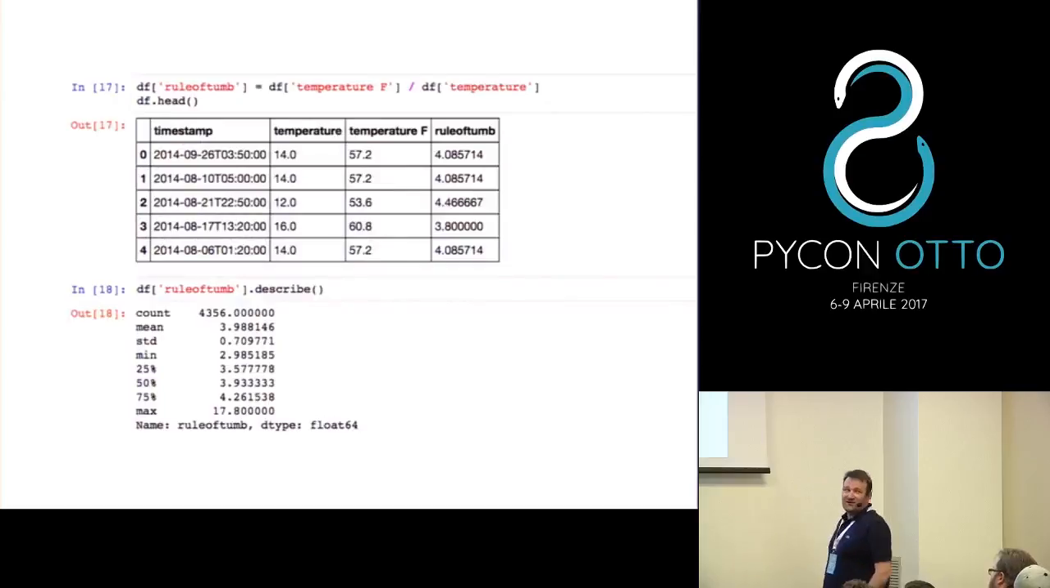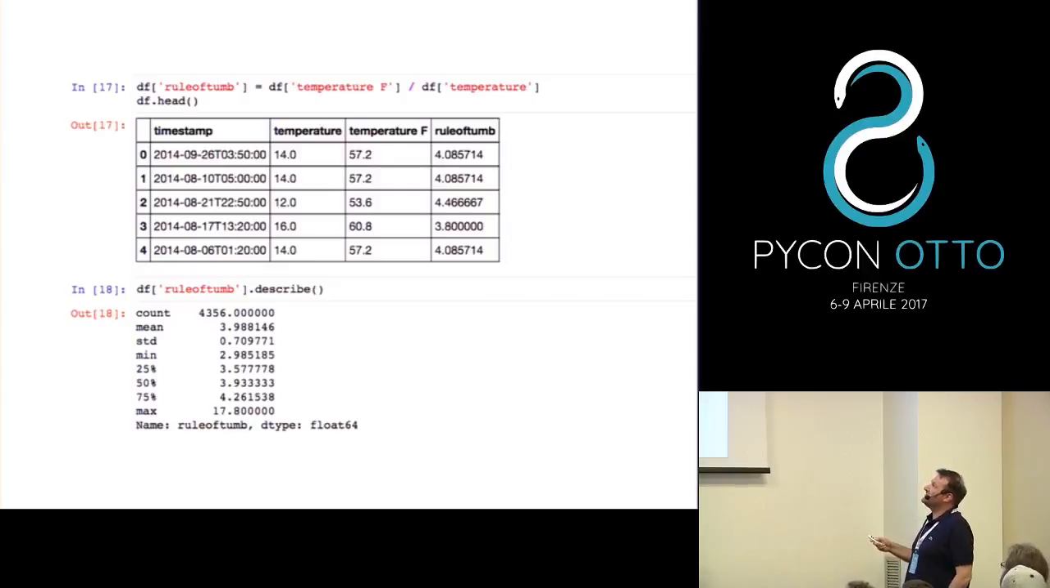And let's now create our rule of thumb. Our rule of thumb is a very simple division of the Fahrenheit and the Celsius temperature, and we create a rule of thumb series and add it to our data frame. And here we see our rule of thumb, which is not too bad actually.